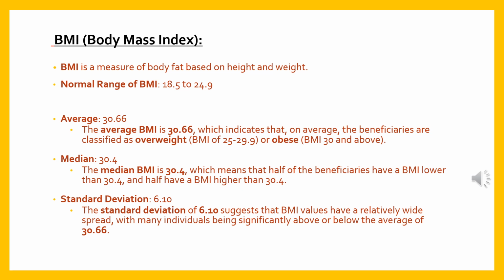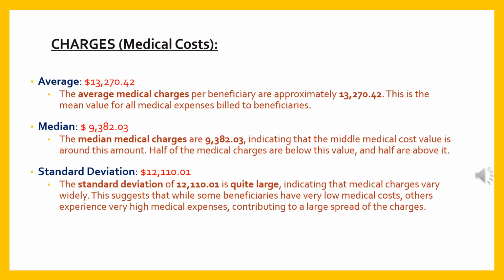The second one is BMI, which is body mass index. The normal range of BMI is 18.5 to 24.9. So the average and median BMI are coming under the obese range, and the standard deviation suggests that BMI values are relatively widely spread. So these are the medical charges.